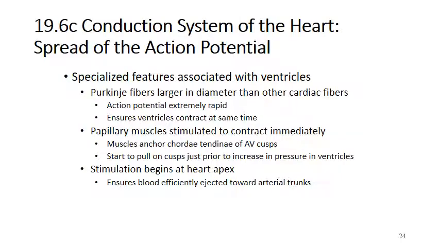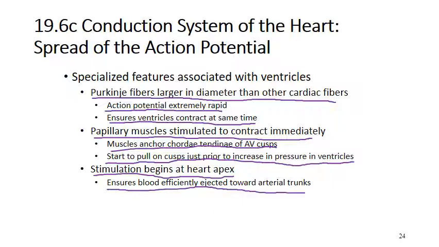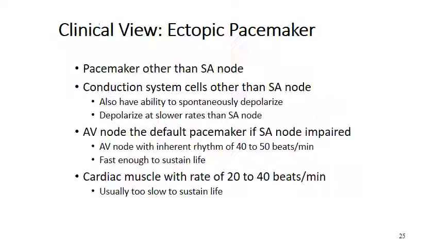All right, so there are some specialized features associated with the ventricles. The Purkinje fibers are larger in diameter than other cardiac fibers. The action potential is extremely rapid. It ensures the ventricles contract at the same time because they have to. The papillary muscles are stimulated to contract immediately. The muscles anchor the chordae tendineae of the AV cusps, so that ensures it pulls on the cusps just prior to the increase in pressure in the ventricles to close them. Then stimulation begins at the heart apex, like we talked about before, and ensures the blood is efficiently ejected toward the arterial trunks, again, moving it upwards.